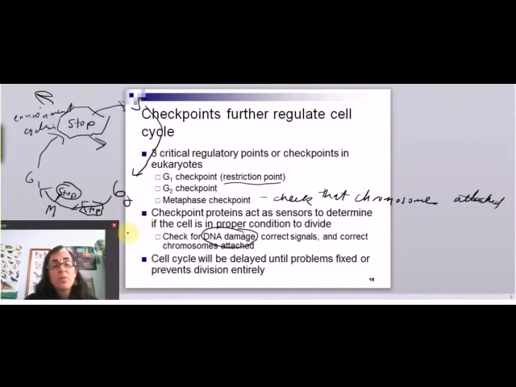So these checkpoints are really an important part of protecting our bodies and our cells from passing on problems or mistakes, especially with the DNA or the chromosomes. We don't want mistakes to get perpetuated in later cells, so those mistakes need to be caught here. And so that's how our cells help to make sure problems don't happen in later cells.